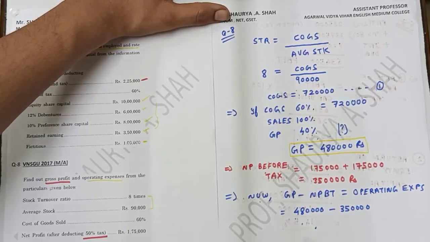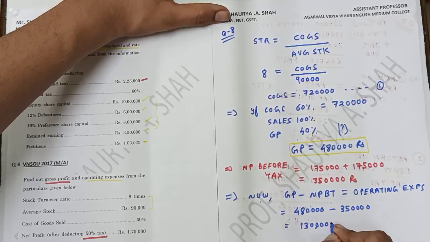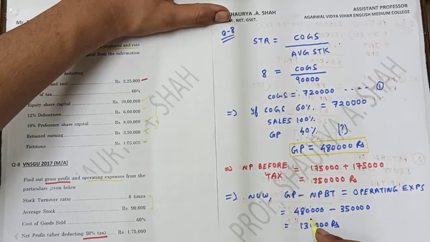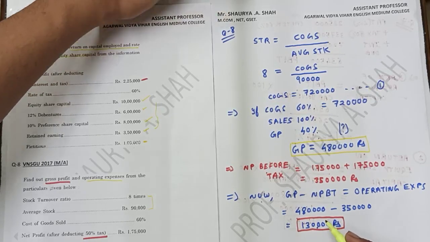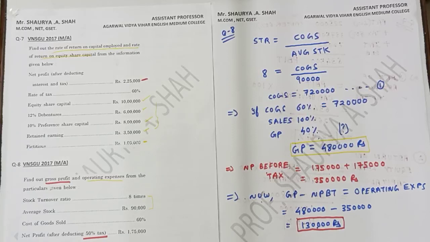So what is the answer, dear students, of operating expenses? That is 1,30,000 rupees. I hope everyone must have got this answer. 1,30,000 rupees is the answer of operating expenses, which is asked in the sum. I suppose it is clear to everyone.